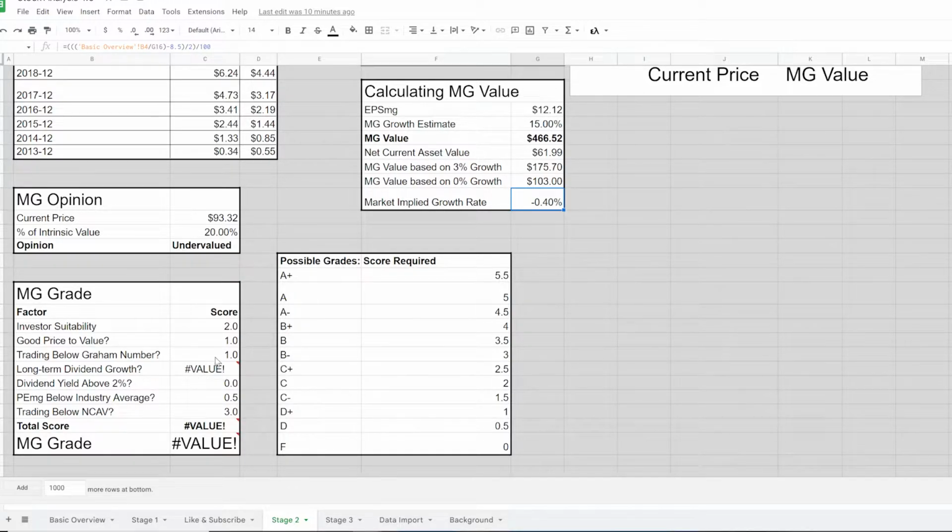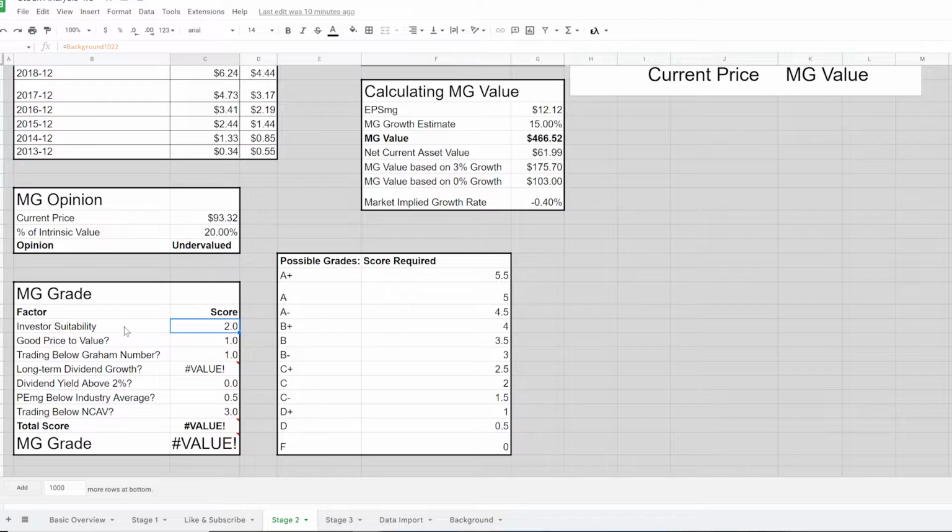Now, coming down here to the grade, we have a couple of issues, but we can work around it. The spreadsheet doesn't like it when there is no dividend at all. And in fact, this is trying to pull from some data that I use, and because there's no dividend, there's no data being pulled. And so we get an error in the formula there.